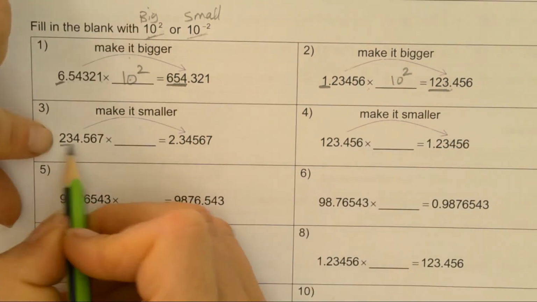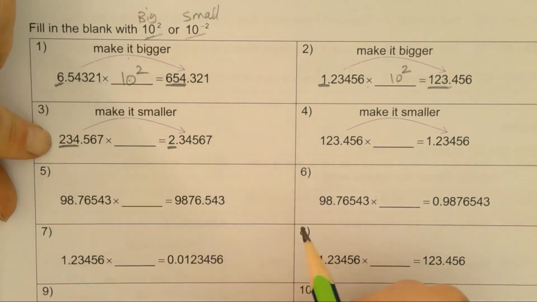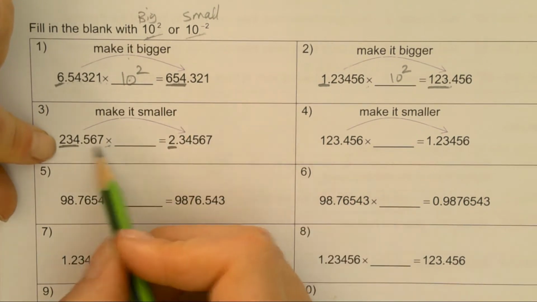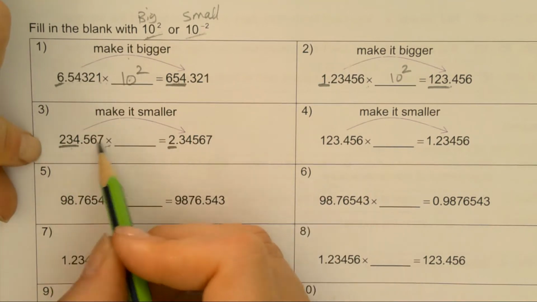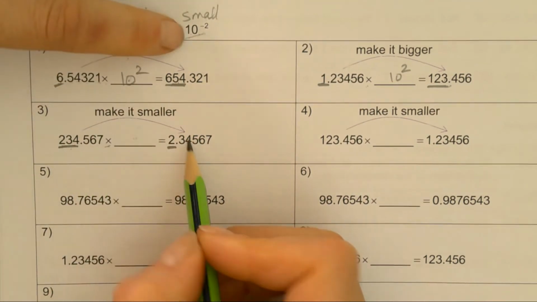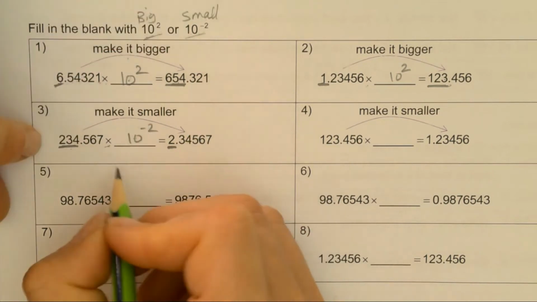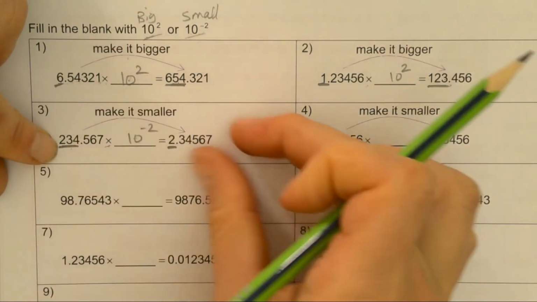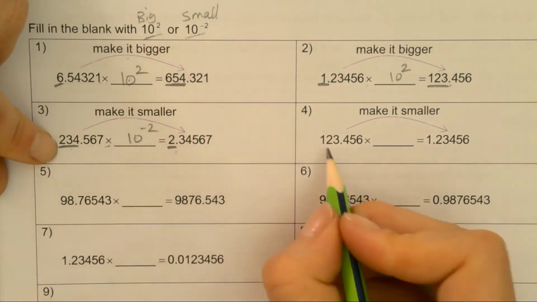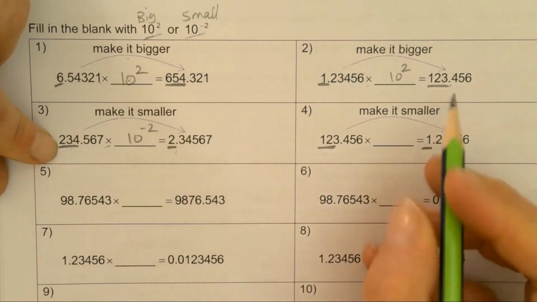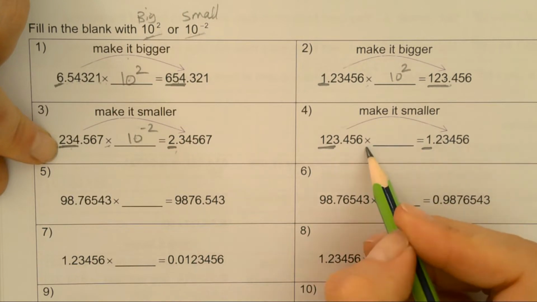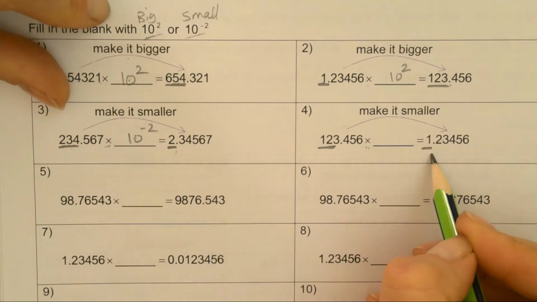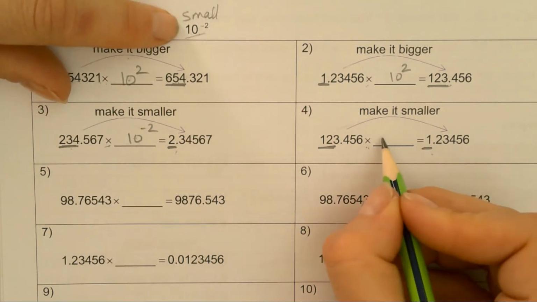Here I have 200, and here I have 2. I want to make it smaller. Well, if I want to multiply it by something, I need to multiply it by something small to make it smaller. So I'm going to multiply it by 10 to the negative 2, because this is a small number, and when I multiply it, it's going to make it smaller. So here I have 100, and I have 1. I want to make it smaller, so am I going to multiply it by a big number or a small number to make it smaller? A small number. There we go.